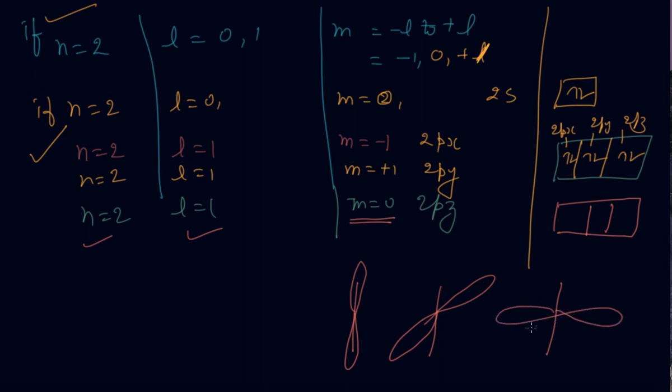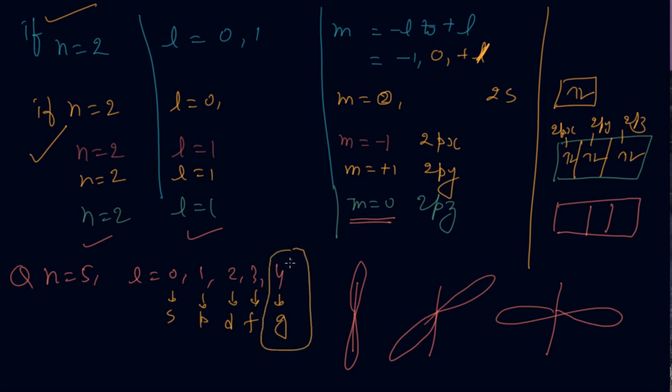I hope you understand the quantum numbers now. And one more interesting thing: if n is equal to 5, then l is equal to what? 0, 1, 2, 3, 4. So l goes for 0 s, 1 p, 2 d, 3 f, and 4 stands for g. It can be asked in searches going on for g.